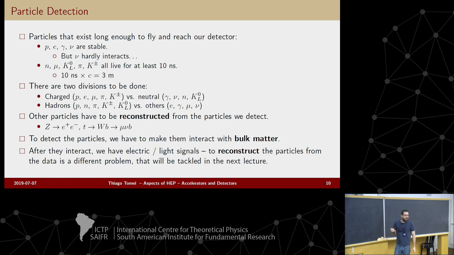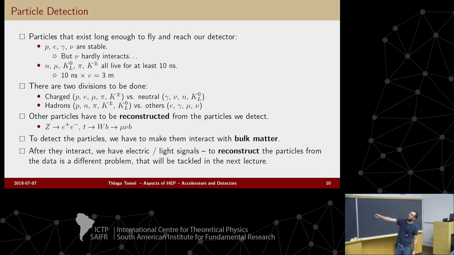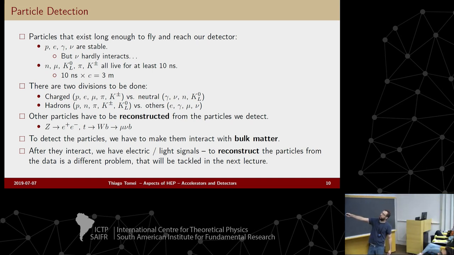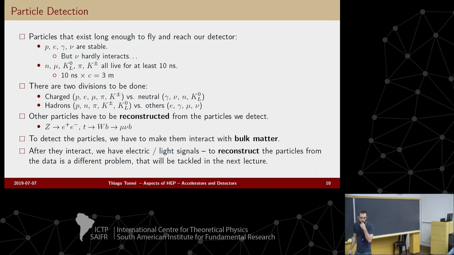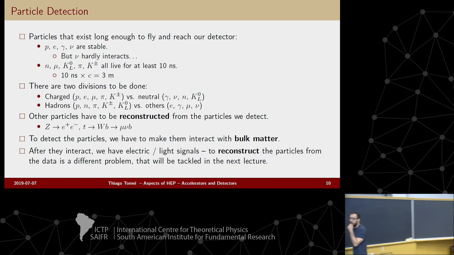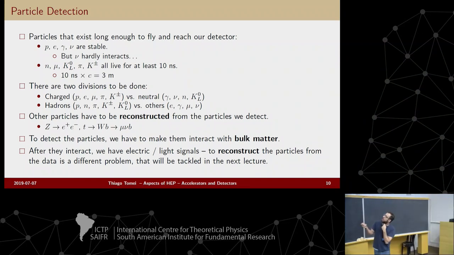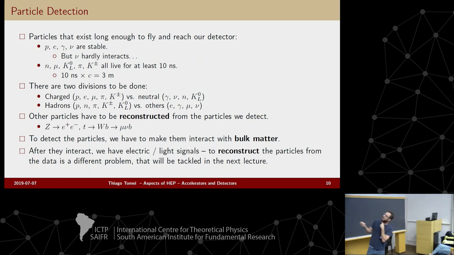Actually, most particles are unstable, so we only have to care about a few of them. Which ones? Proton, electron, photon, and neutrino are stable, so these fly forever. The neutrino hardly interacts, so we are not going to count on it anymore. The others are neutron, muon, the K0 long, the pion, and the charged kaon. K0 long is neutral; the pion that I'm talking about here is charged.